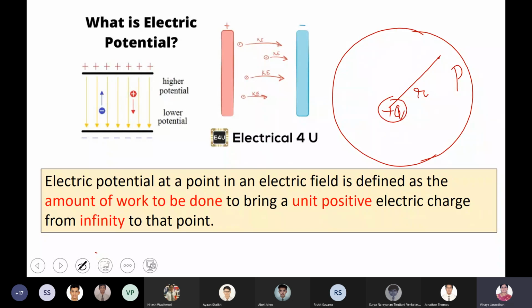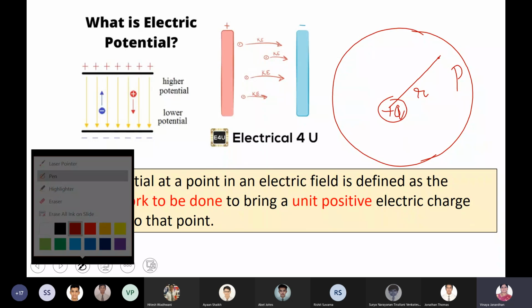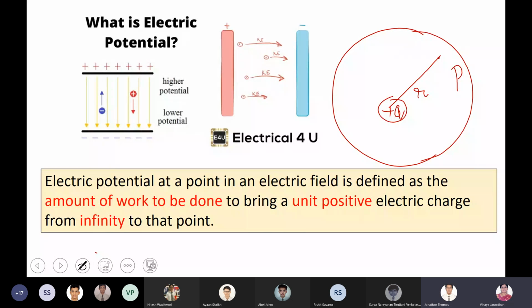Electric potential at point P. Okay, let me imagine a charge of 1 coulomb. What do you call this charge of 1 coulomb? It's a unit charge, right? So let me imagine a charge of 1 coulomb is at infinity. Is that clear, boys? So now you have to do work in bringing this charge of 1 coulomb from infinity to the point P.